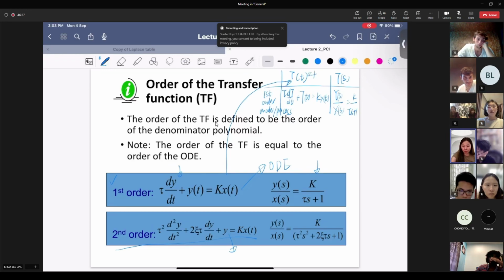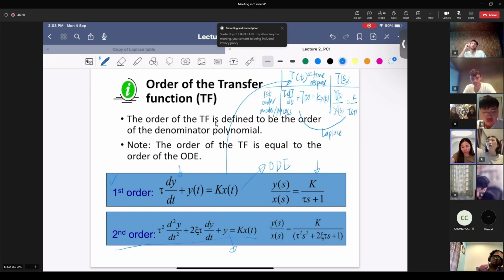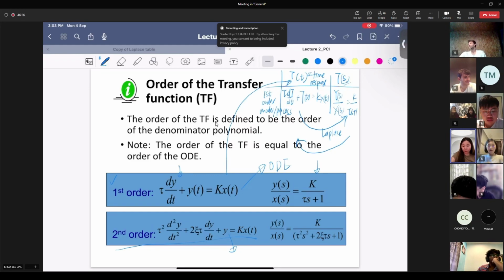Either it is in time response or it is in s response. So from time response to get the s response, it is Laplace transform. If from s response to get back everything in time response, it is the process of inverse Laplace. So that's why you have to learn the basics of Laplace transform in your maths to prepare you for this control module. Okay, so the second order will be this t response, and then this is the s response.